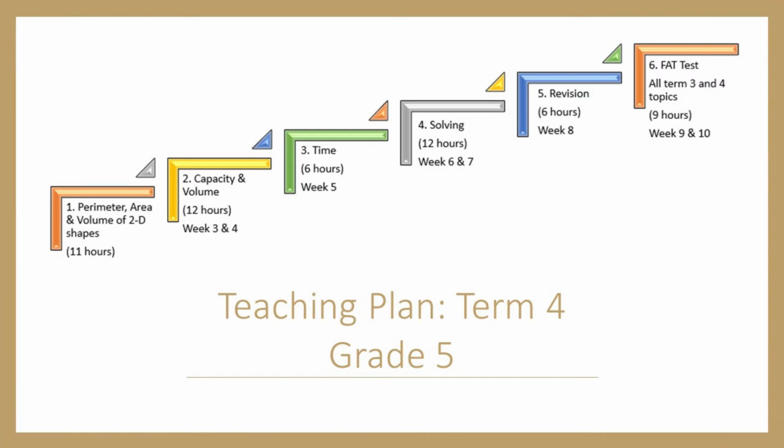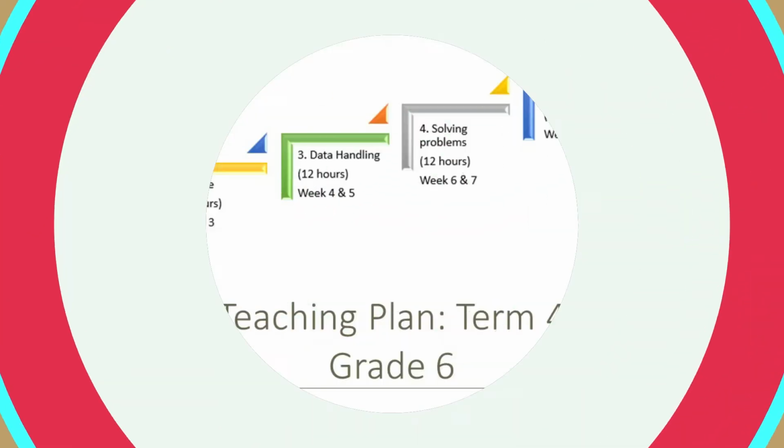In grade 5, there are 3 topics for teaching in term 4. These are perimeter and area of 2D shapes, capacity and volume of 3D objects, and time. In weeks 6 and 7, the grade 5 learners are also given the opportunity for solving problems using the 4 basic operations. 6 hours have been allocated for revision. The term ends with a formal assessment task based on all the term 3 and 4 topics.